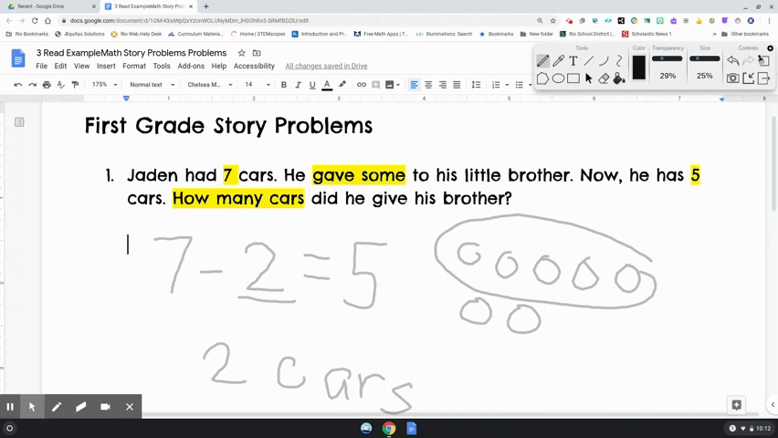Wow, it was really helpful to go through the 3 read strategy to help me see the problem and understand it. I hope you find this strategy helpful too.